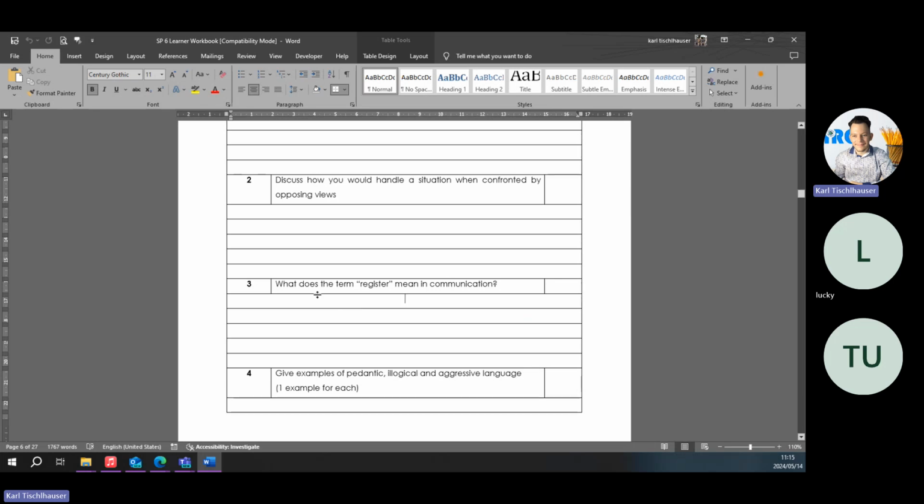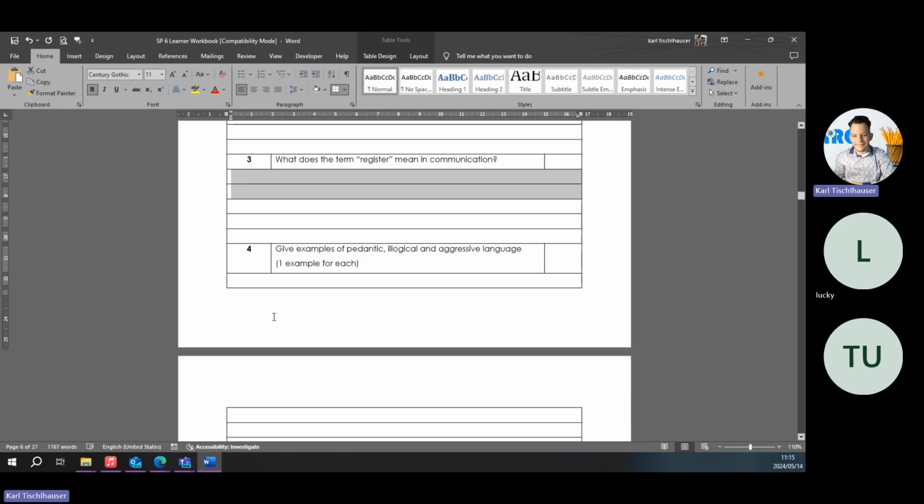Okay, this is quite simple. There's only two types of registers. The one is informal and the other is formal. That's it. There's only two types of registers. So informal would be more casual, more relaxed, more laid back. Formal would be more professional, more appropriate for the workplace, better for that professional conduct. That's what register is. It can only be one or the other. It can't be both.